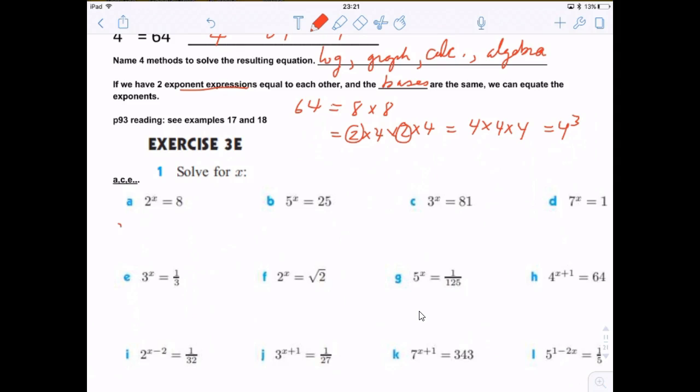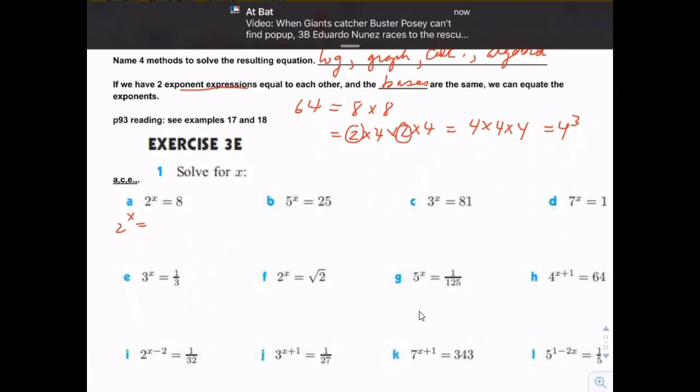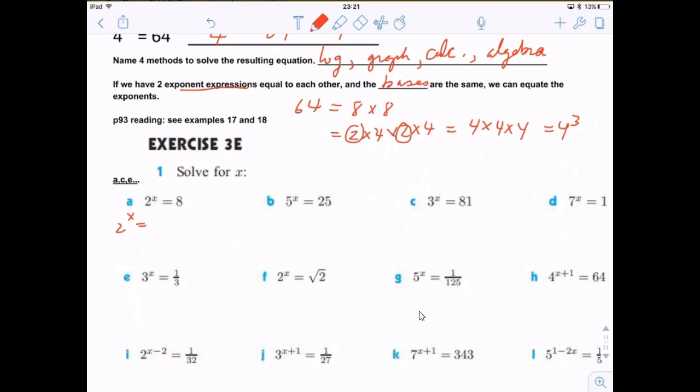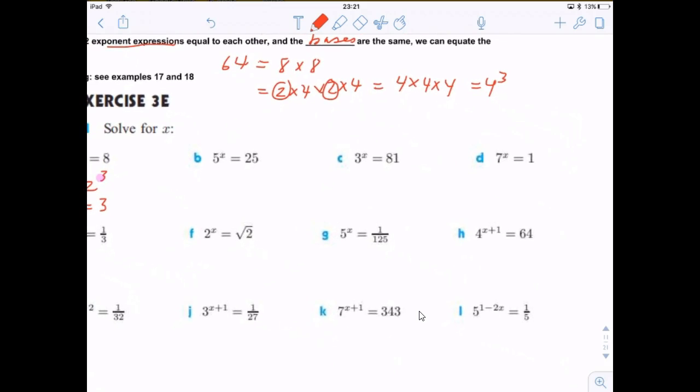So here we have 2 to the x equals 8. We know that 8 is equal to 2 times 2 times 2. So we could write 2 to the x equals 2 to the third. So we know that x equals 3, because they're the same exponent, same base. All right, let's do C. We know that 81 is equal to 9 times 9. We know that 9 times 9 is equal to 3 squared times 3 squared, which is 3 to the fourth. So we know that x equals 4.